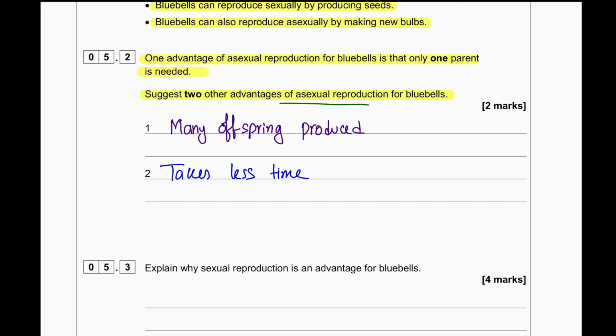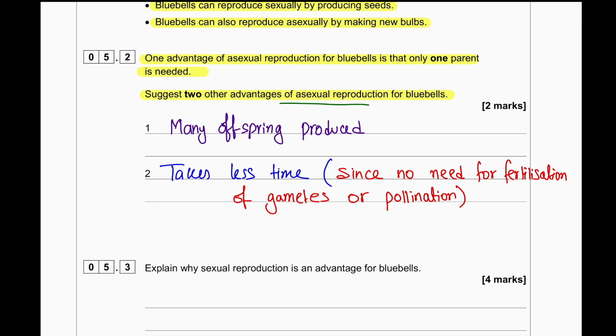So the other points that we can also write is that it can produce many offspring. It can produce genetically identical offspring. So good traits can be carried on into the next generation, or successful traits propagated and maintained and passed on to offspring because they are genetically identical.